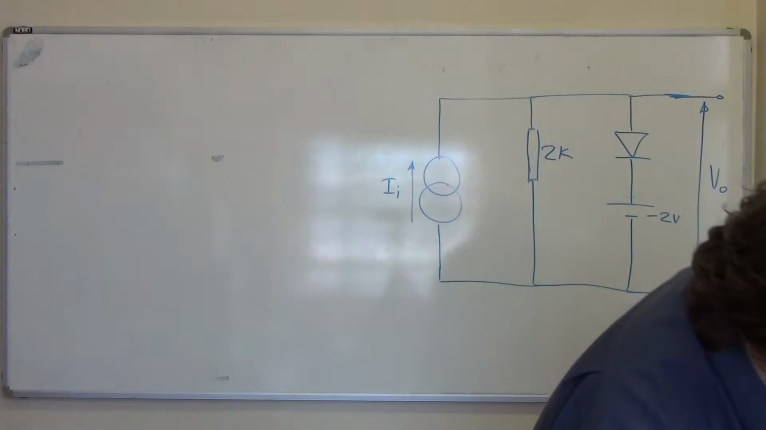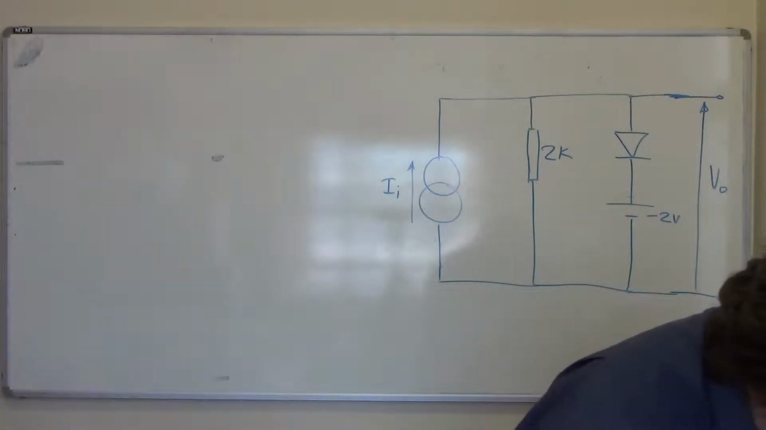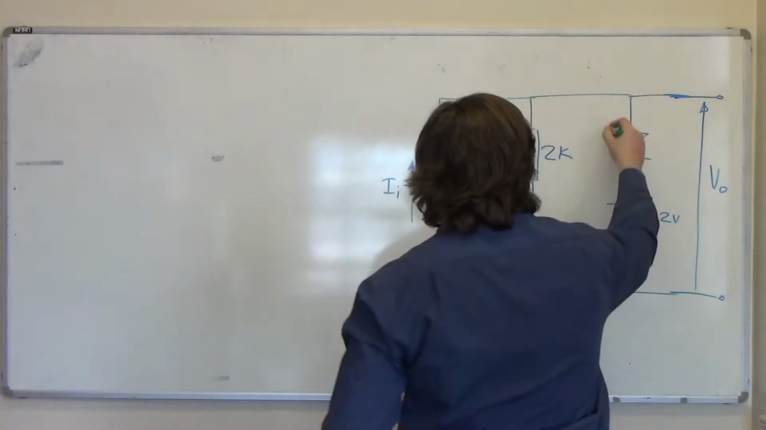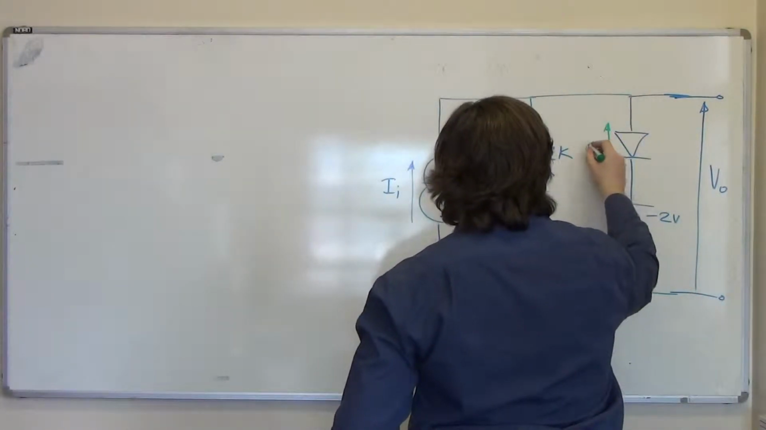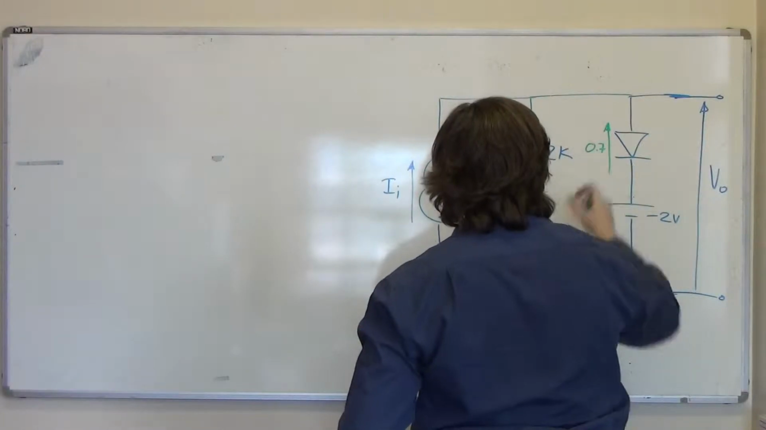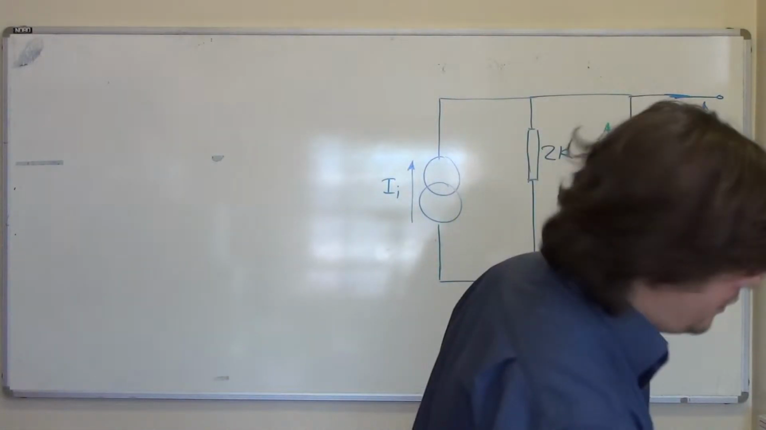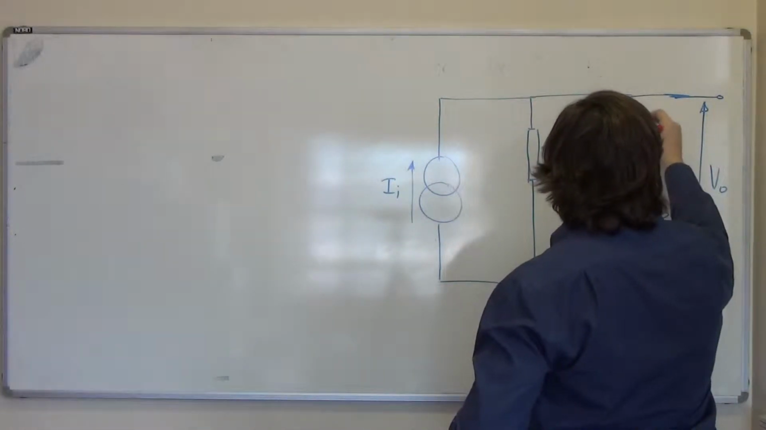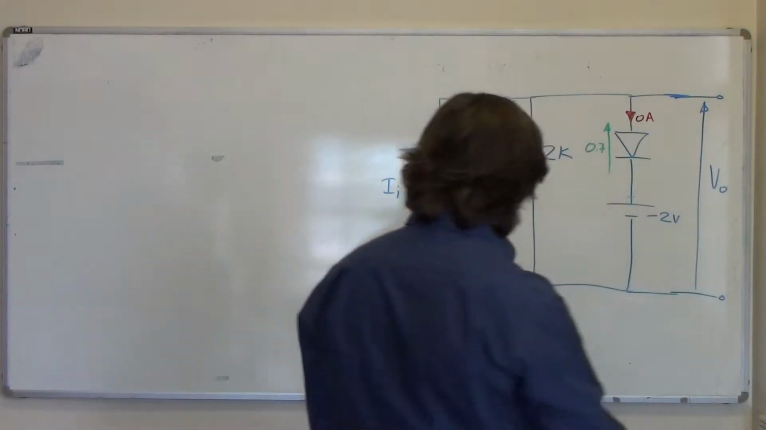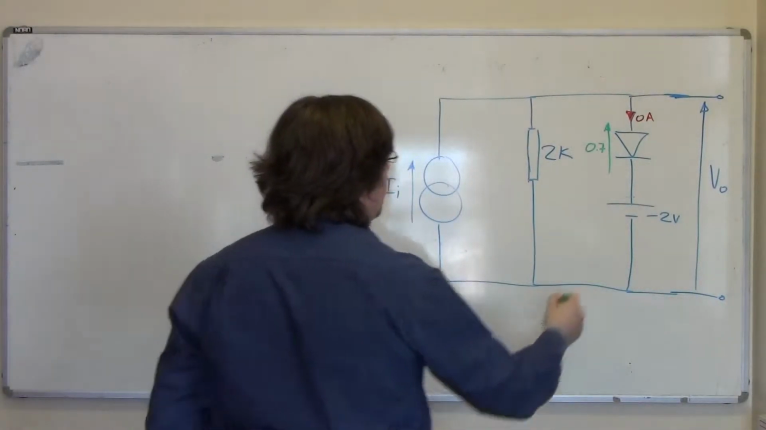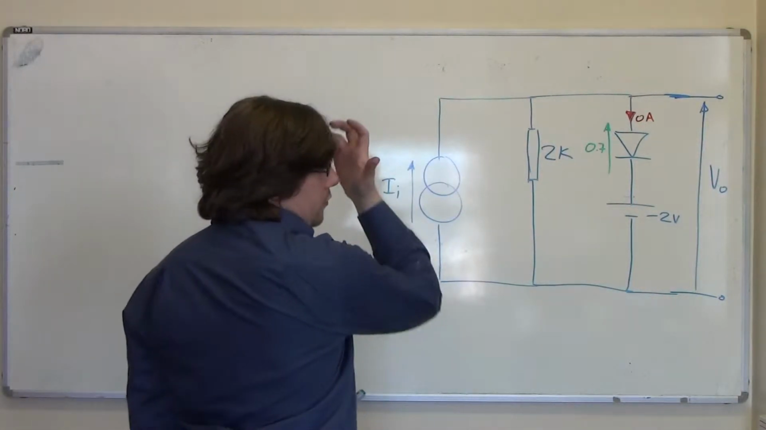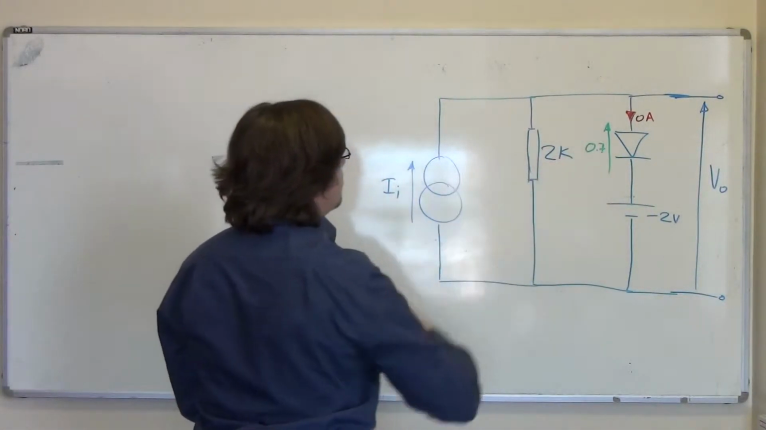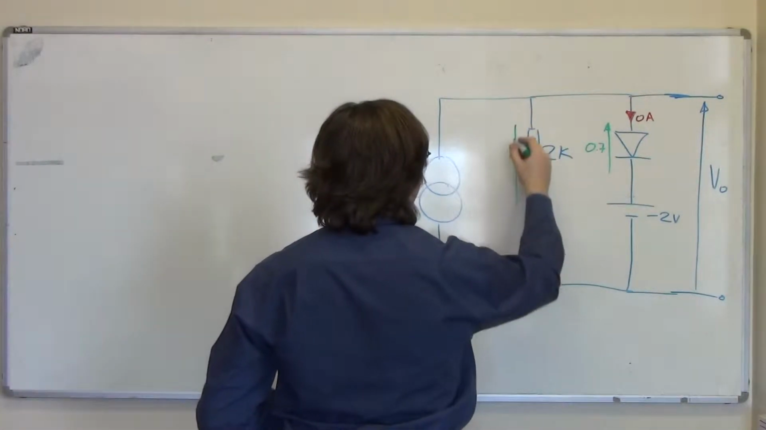Alright, so the question we have to ask ourselves as usual is, what do we have to do to put this diode on the edge of conduction, which is 0.7 volts across it and no current through it? Well, we've got minus 2 volts here and 0.7 volts, and they must add up to whatever's across the 2K resistor.